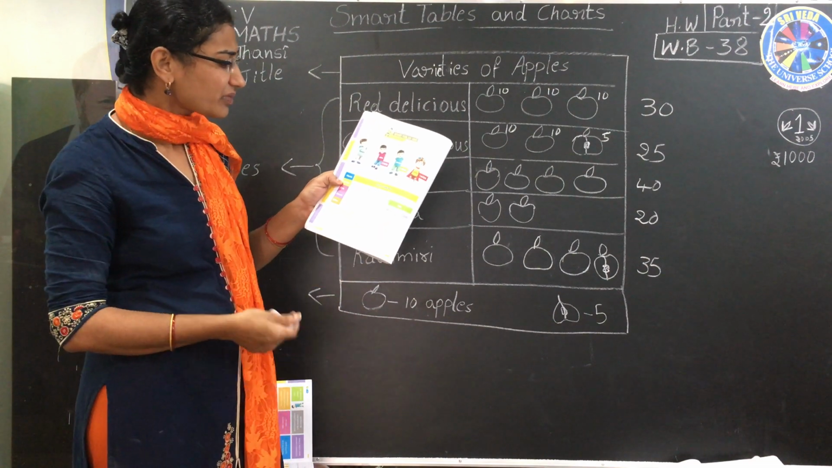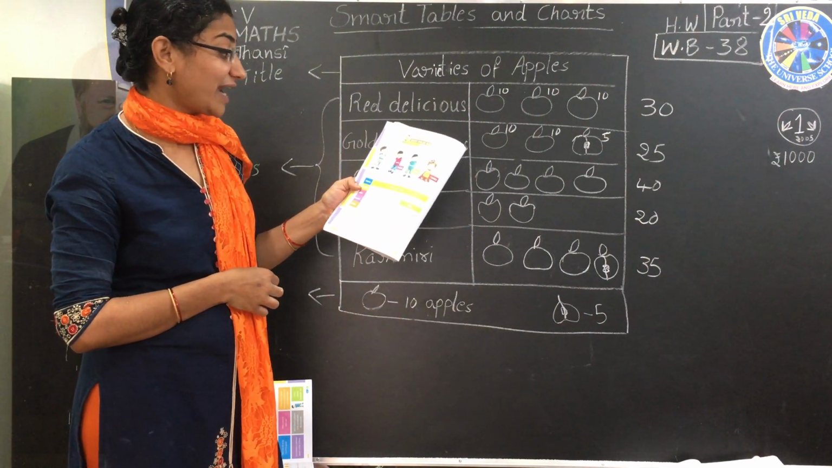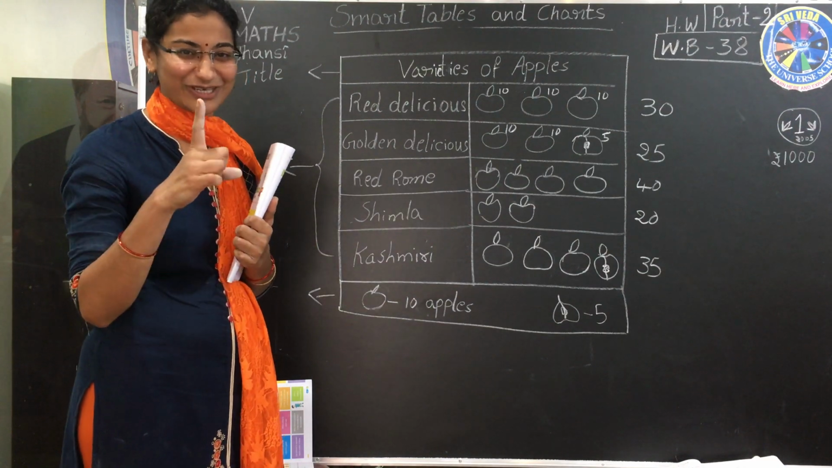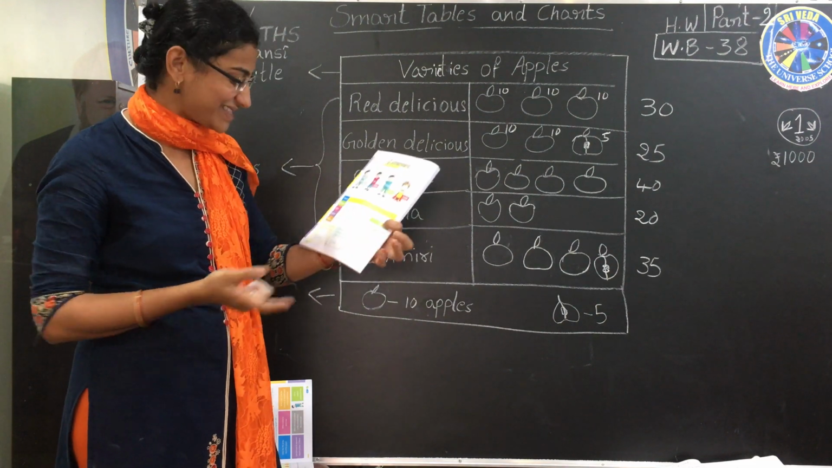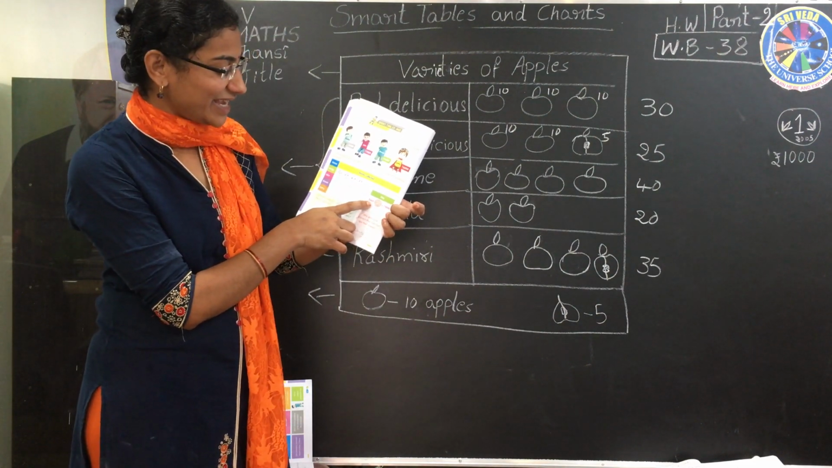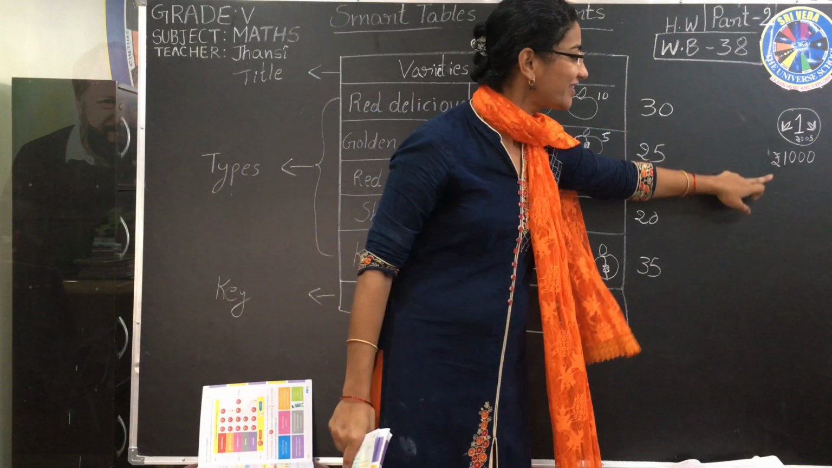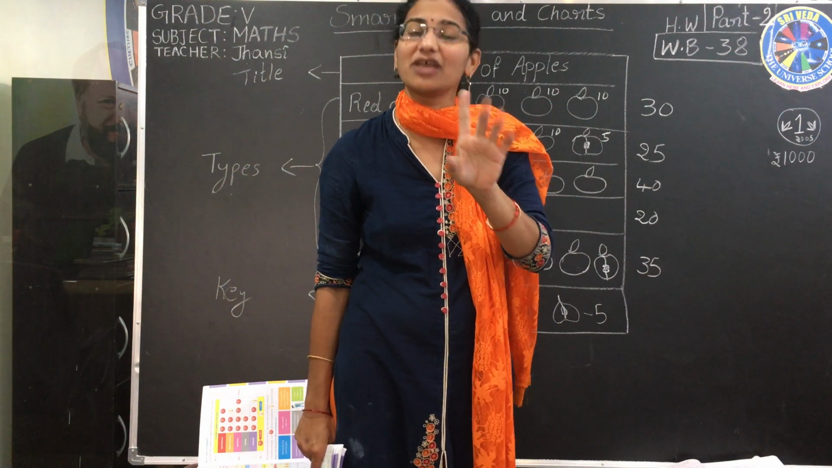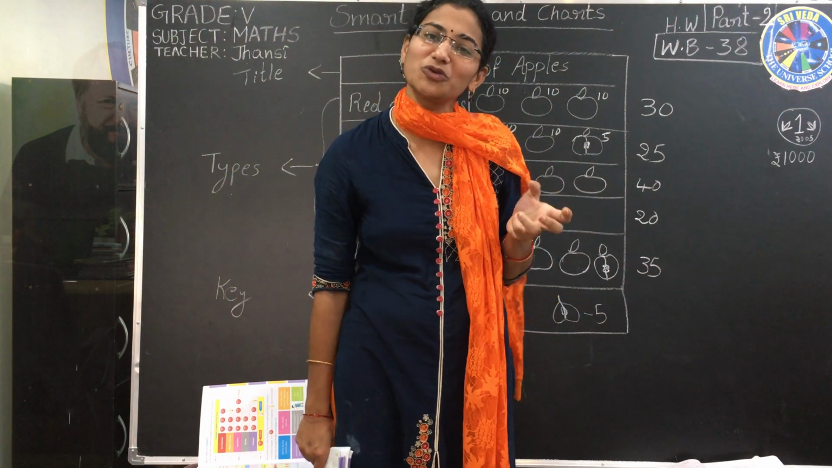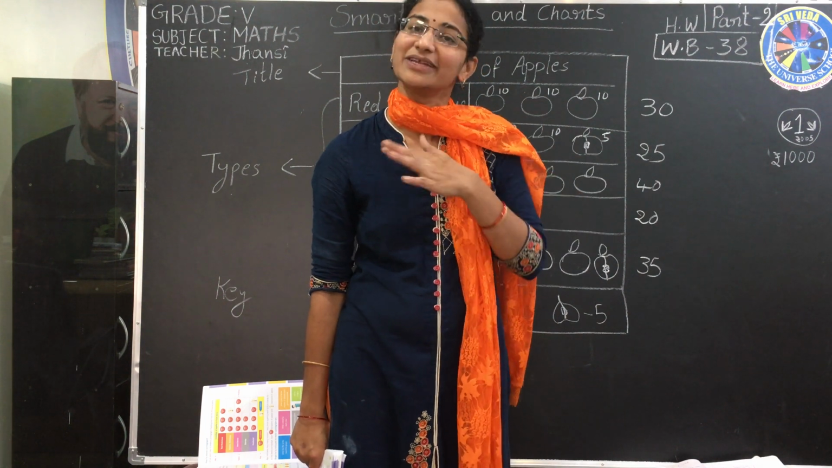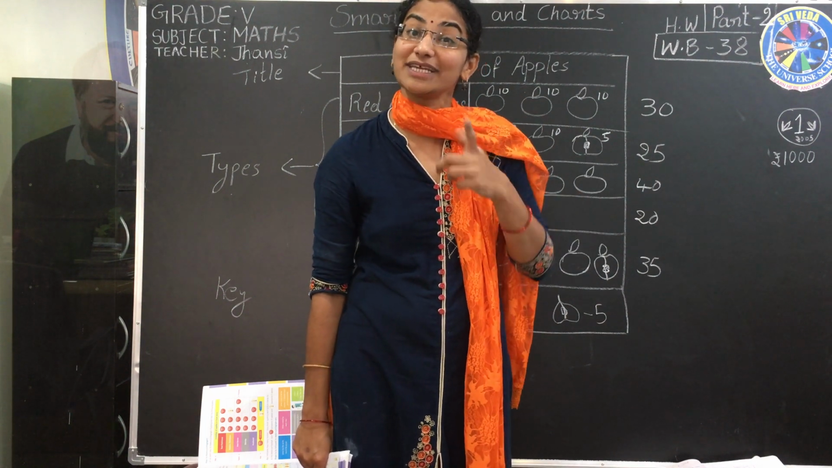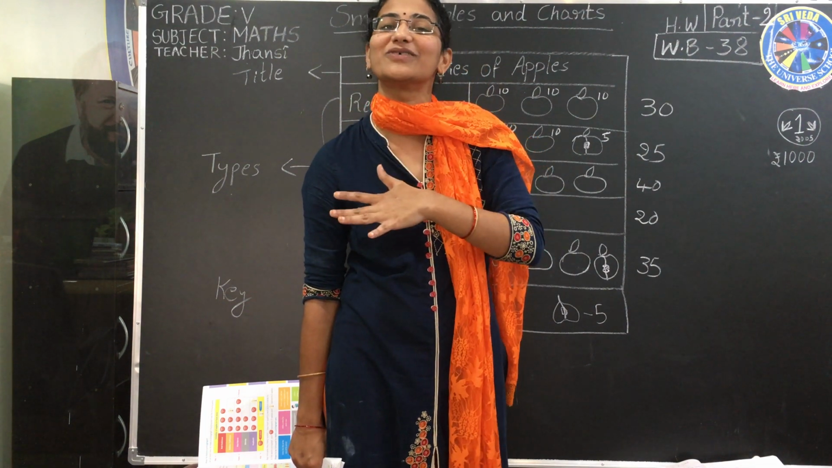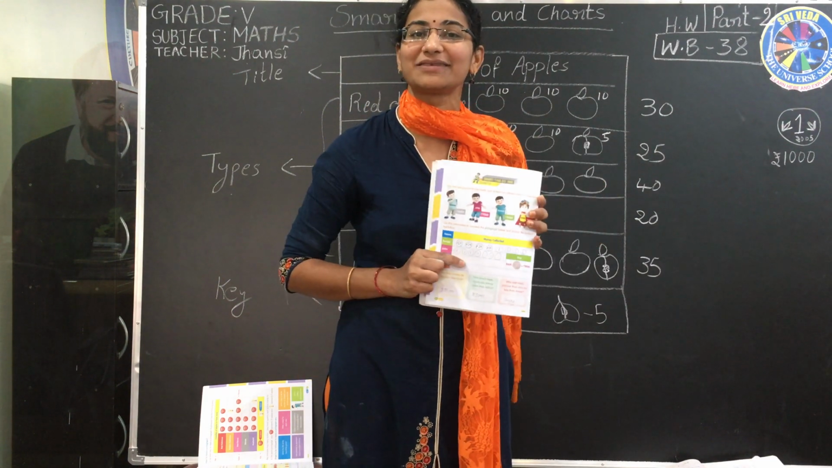Then Sanjay. How much money? Sanjay has 8,000 rupees. And how will you represent it? Yes, using the key we have to represent, right? Then what is the key? See here, key. Each 1 rupee coin equals 1,000. Then 2 rupee coins equal 2 into 1,000, 2,000. 3 rupee coins equal 3 into 1,000, 3,000. 4 rupee coins equal 4 into 1,000, 4,000.